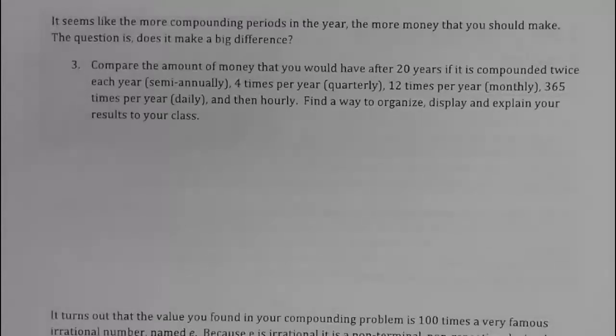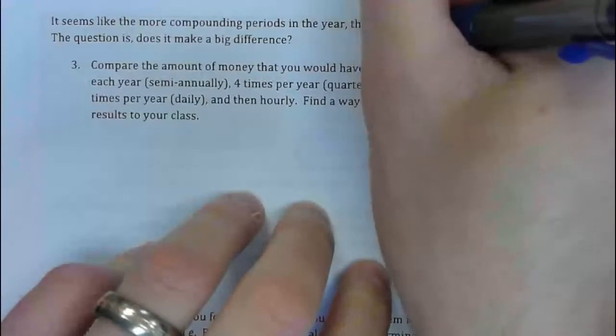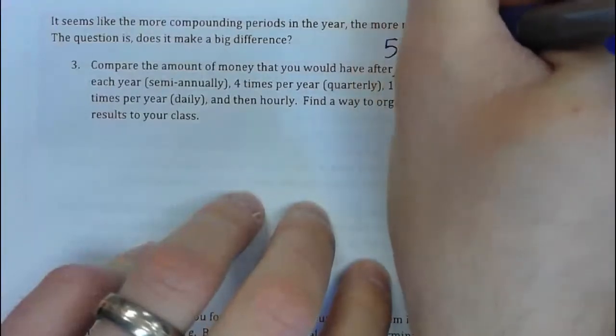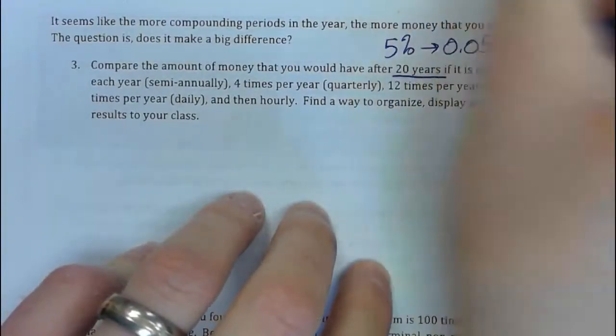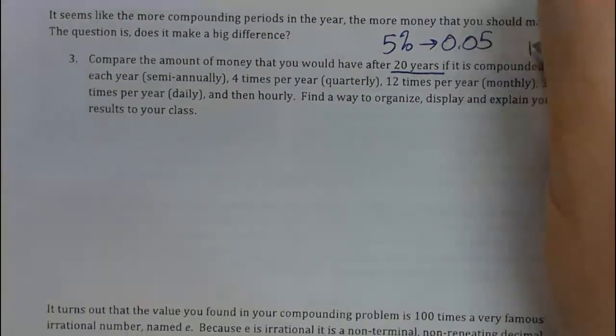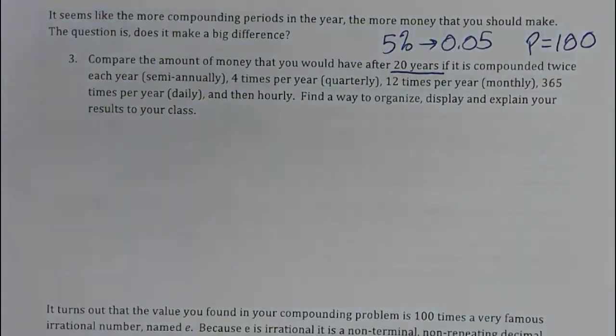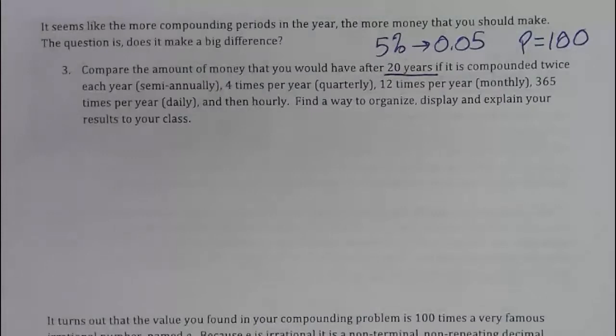So we would have the amount of money after 20 years. So the t equals 20 years is not going to change. And we still have 5% as 0.05. And those two things are going to remain the same, as well as our principal amount of money, which is still going to be $100. So we're going to do each of these. So we're going to do compounding twice a year, 4 times a year, 12 times a year, 365 days a year, and then hourly. So the hourly one is going to be a big number.